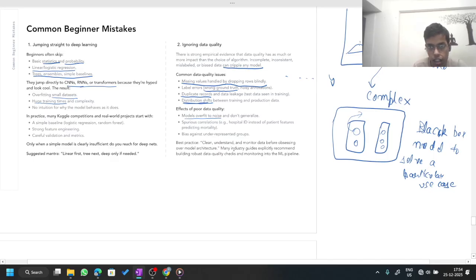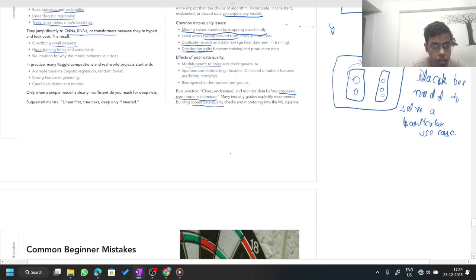And best practices again, you should understand how data is behaving. You should not obsess over any model architecture. You should work on data rigorously enough. See, many industry guidelines also explicitly recommend building robust data quality.